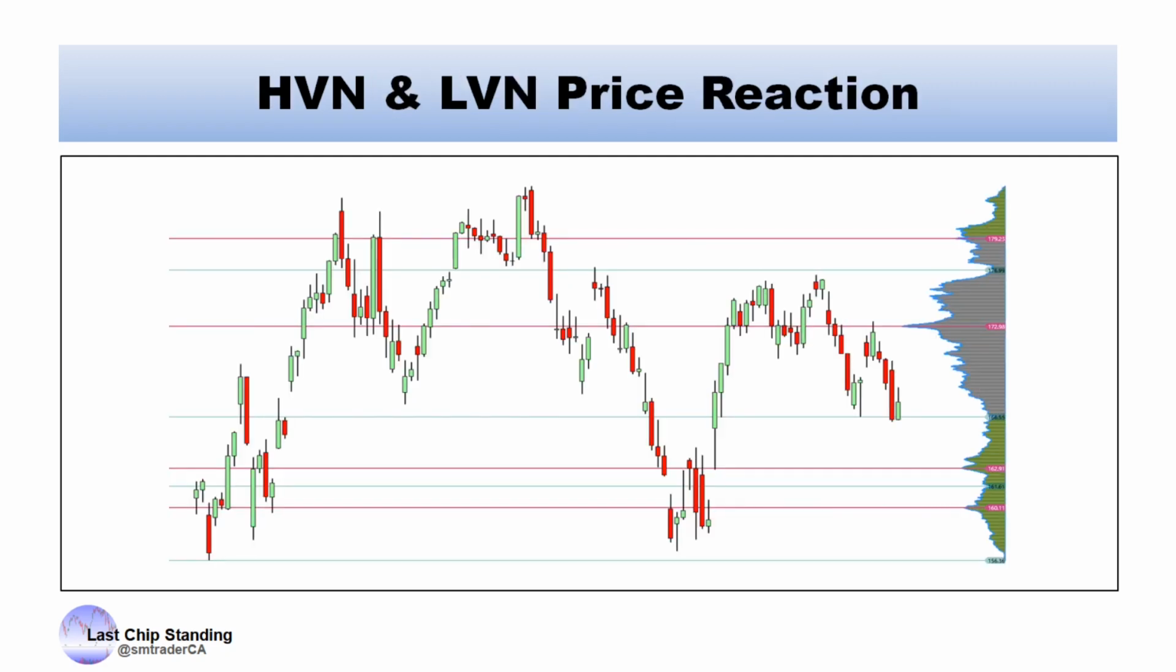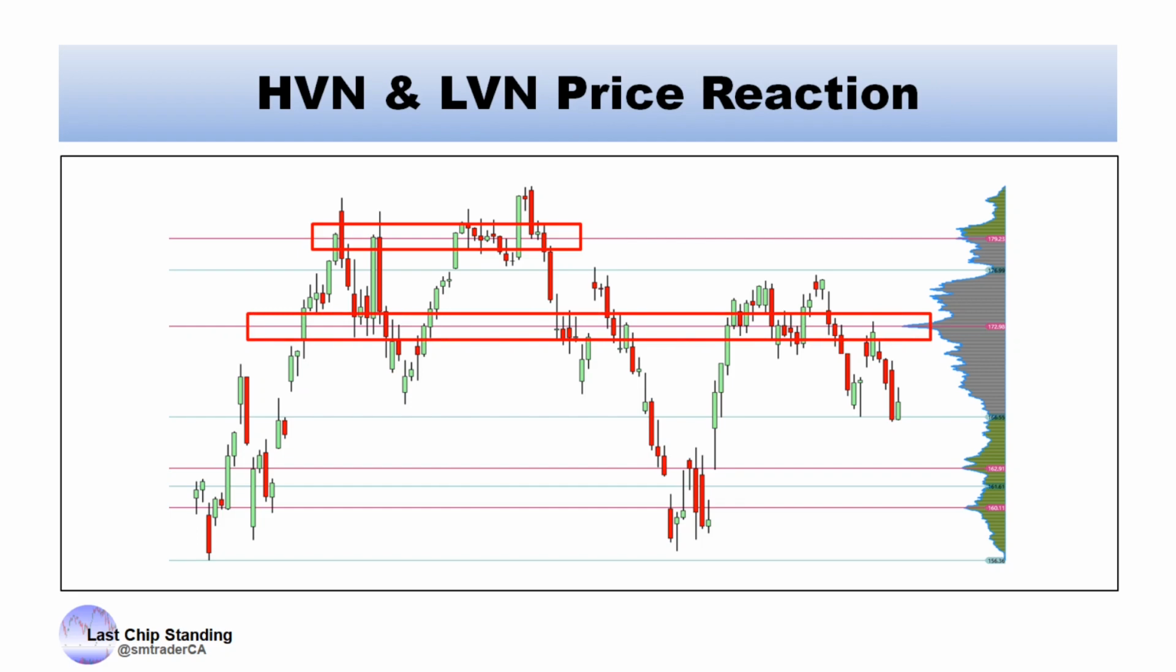Now let's take a look at how price reacts at the HVN and the LVN. Here's a HVN. Notice there are a lot of candles moving back and forth around this level. Here's another HVN. Again, notice the amount of candles that move around this HVN level. And here are a few more of the price action around the HVN. More candles moving to a price level indicate there was a lot of trading that took place at that price level.